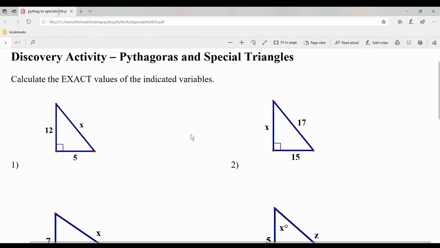Okay, so hopefully you've already done the first discovery activity. I'm going to try and do some of this one with you. So I think we can probably skip over numbers 1 and 2, but actually, let me back up a little bit. For all of these, it says calculate the exact values of the indicated variables. That means it's not okay to use a decimal approximation. This is something that we talked about a lot earlier in the year.